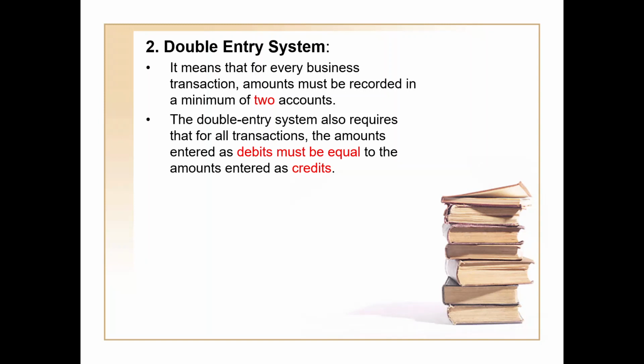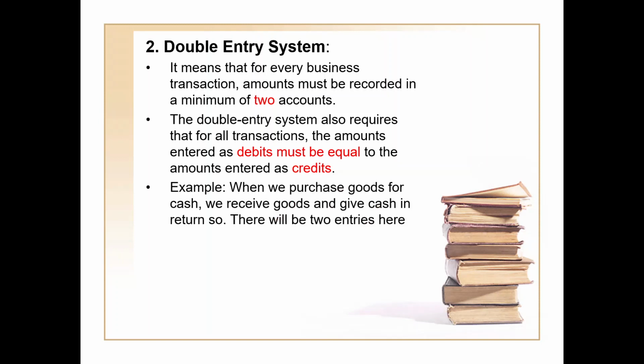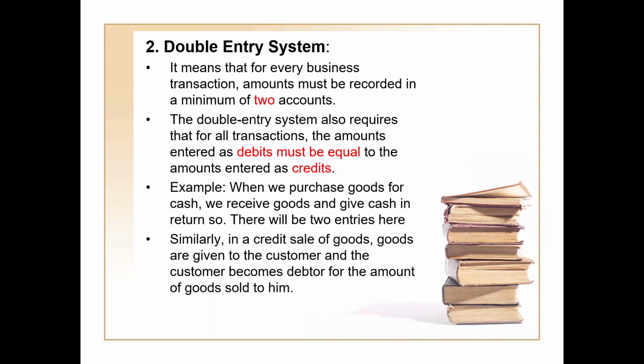Suppose I'm purchasing some goods. I'll only purchase goods by paying cash, right? That means cash is going outside and the goods are coming inside. So this is considered as an example. And similarly, in a credit sale of goods, goods are given to the customer, where the customer becomes the debtor of that particular transaction if he doesn't pay the money.